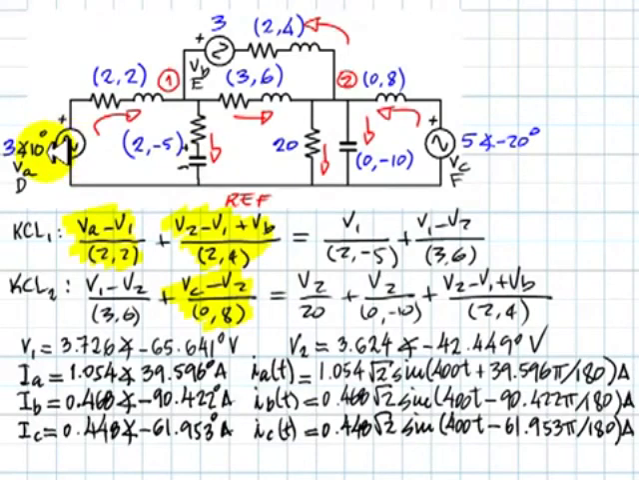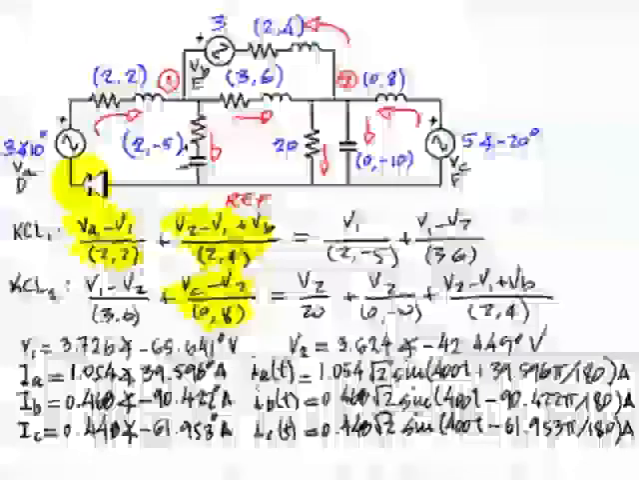What about the last? Just multiply the voltage times the complex conjugate of each one of the currents and represent them in rectangular form, which is straightforward. Thank you very much.